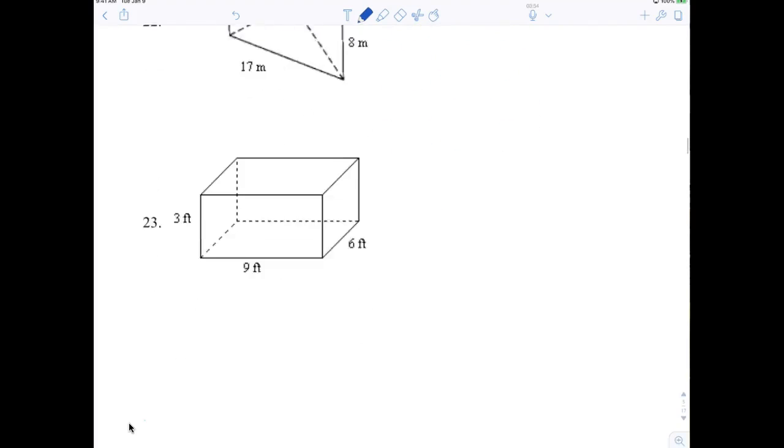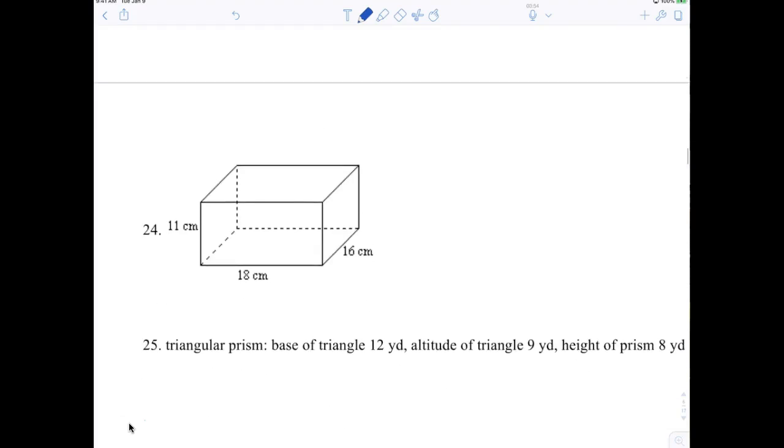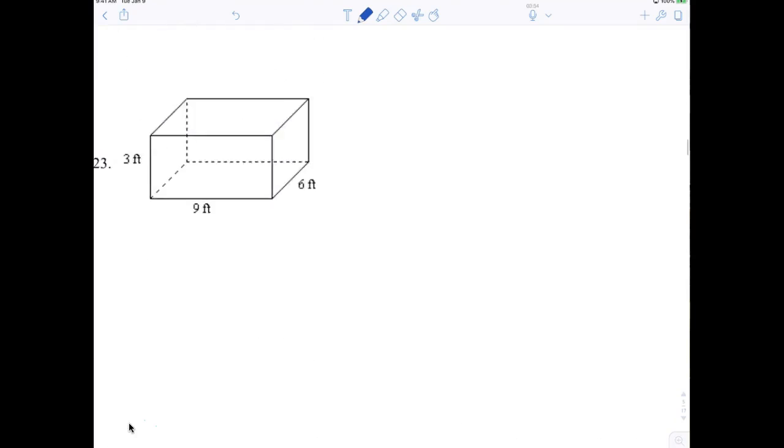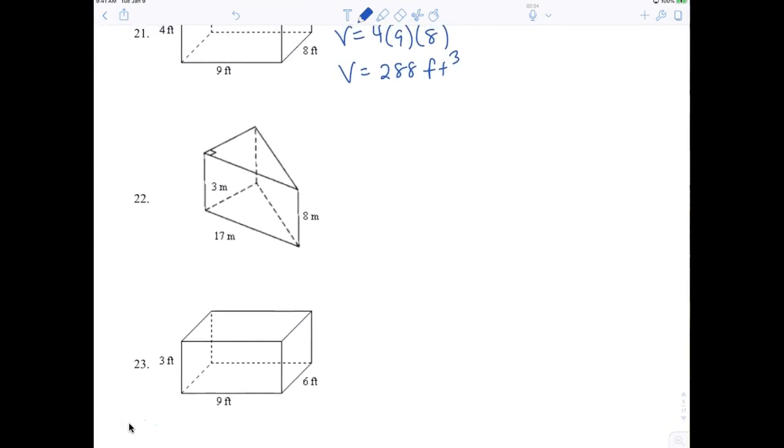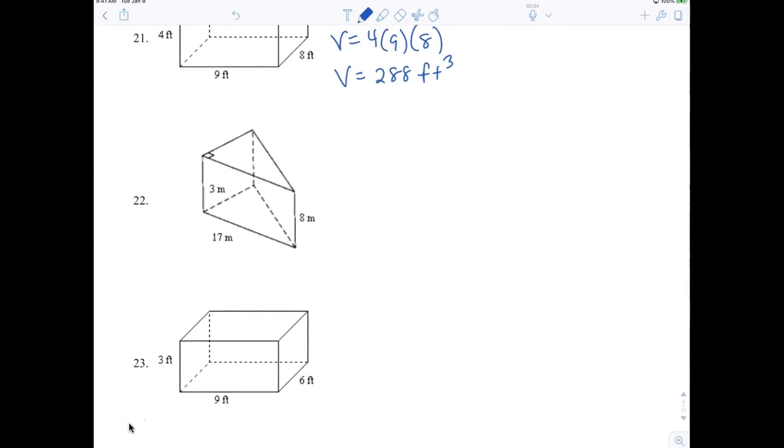All right, let's check out 23. Actually, we should do 22, because then it's an example of a triangular prism. So what's the base for a triangular prism, Jack? Isn't it the rectangle or the square? No, wait, it's the triangle. Yeah, right. It's the one that's parallel, not necessarily the one that it sits on.